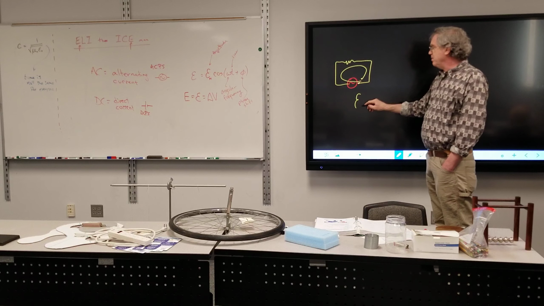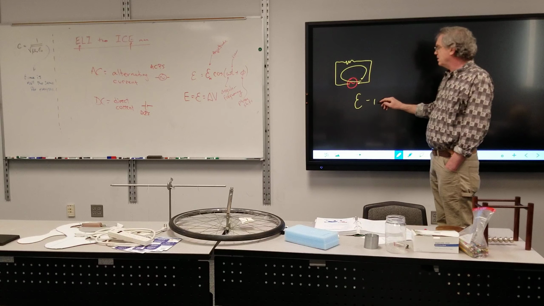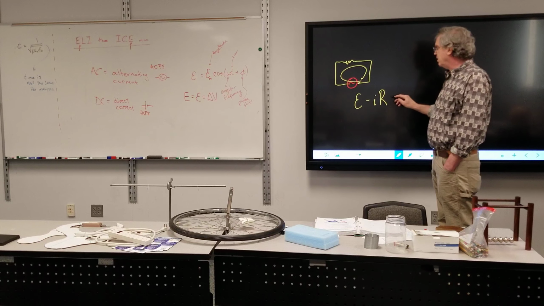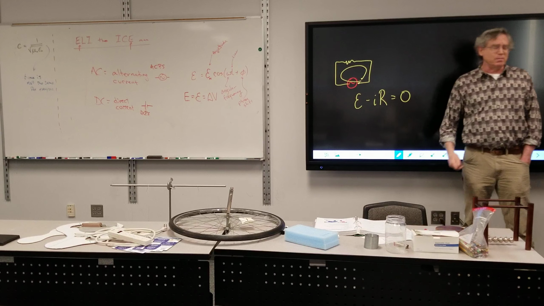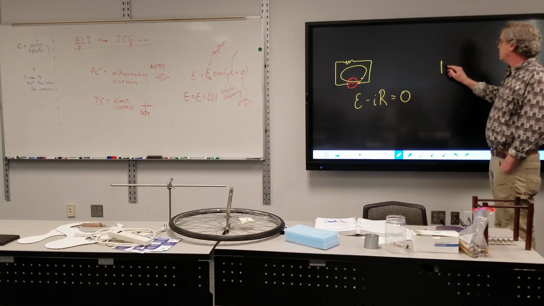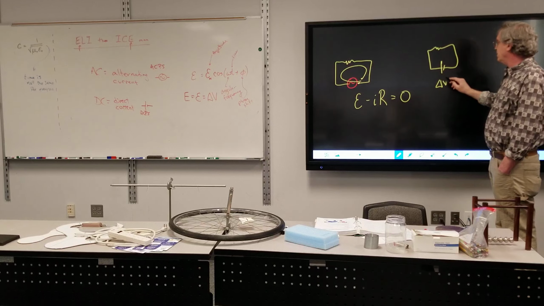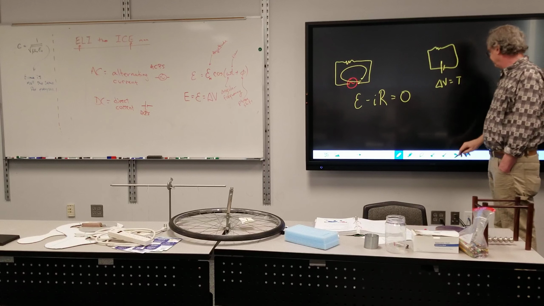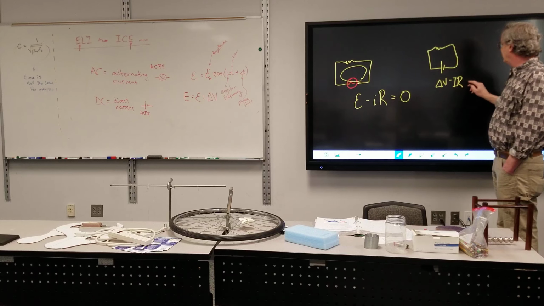So I have my EMF from the power supply, and then minus IR would be equal to 0. We did something incredibly similar when dealing with DC circuits, and if there were a DC circuit, then it would be delta V is equal to minus IR equals 0.